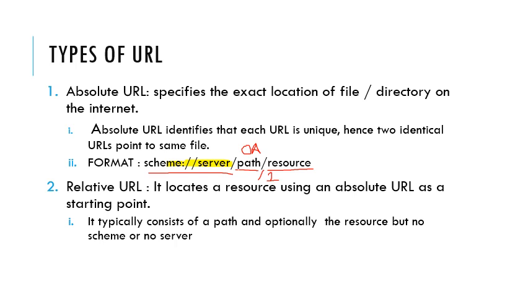So it locates a resource using an absolute URL implicitly. It is not mentioning the absolute URL. It will just mention slash path slash resource. In this way, the URL becomes very short. Since it will not show you the google.com, it will only show you slash something. It typically consists of a path and optionally the resource. So only the path and the resource, but not the server.